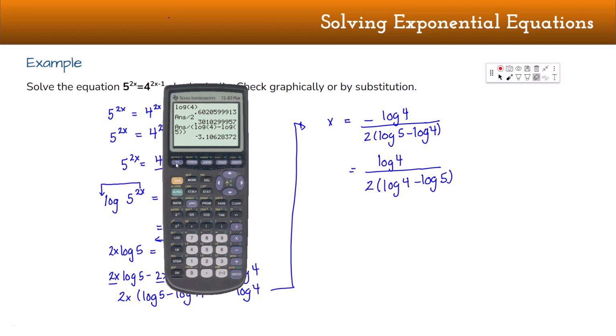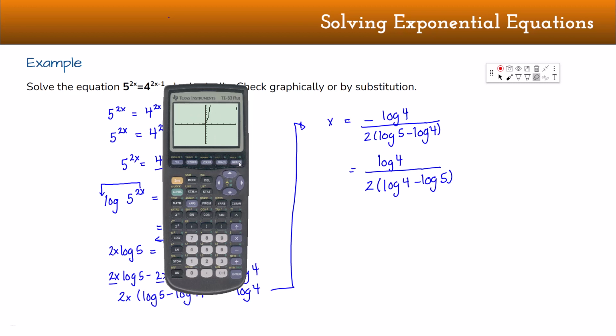Well, let's go and look at what our graph gives us. So first of all, we're going to put in 5. Oh, we got to put in 2x right there. So let's go 5 to the 2x, oops, 2x, like that, and then 4 to the 2x minus 1. We're going to hit graph.